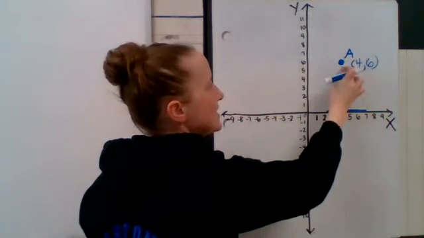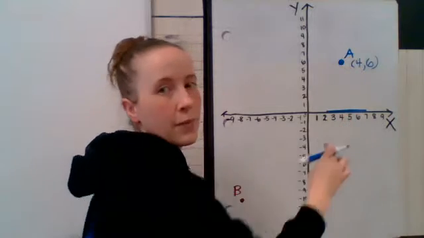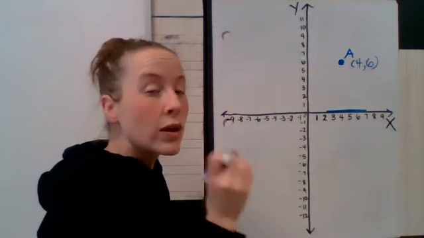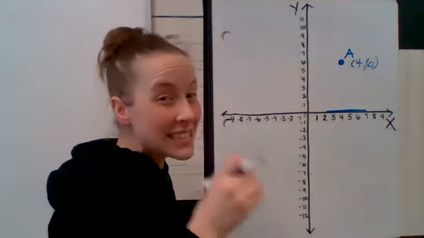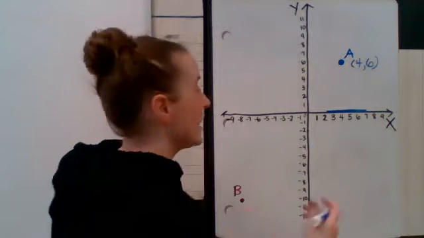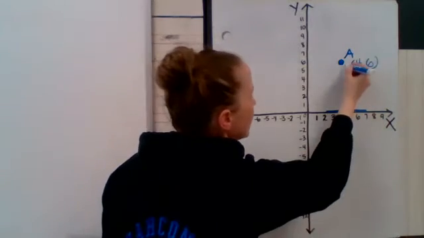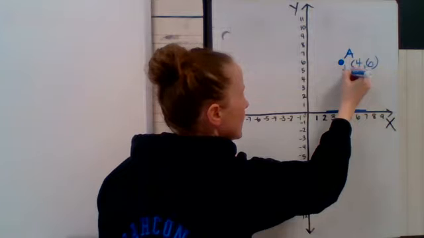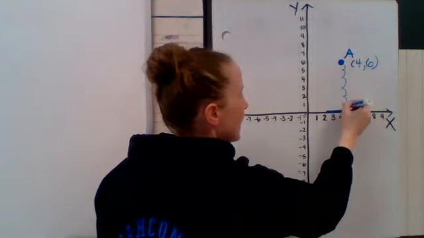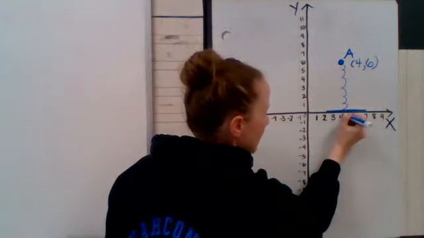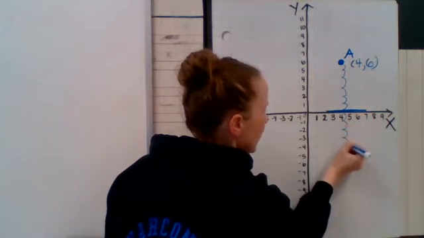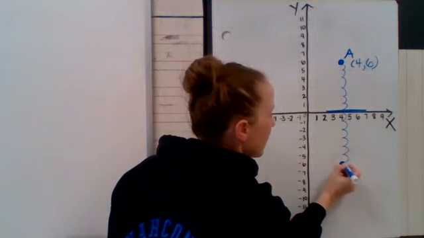So if A is standing 6 steps away from the mirror on this side, it's going to reflect and look like it's 6 steps away on the other side. So if this were my mirror or my reflection line, I could count, if you're a counter, 1, 2, 3, 4, 5, 6. And then I'm going to do the same thing on the other side. 1, 2, 3, 4, 5, 6. And I'm going to put my point there.